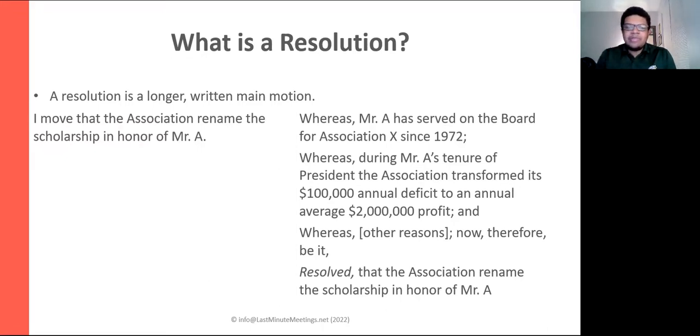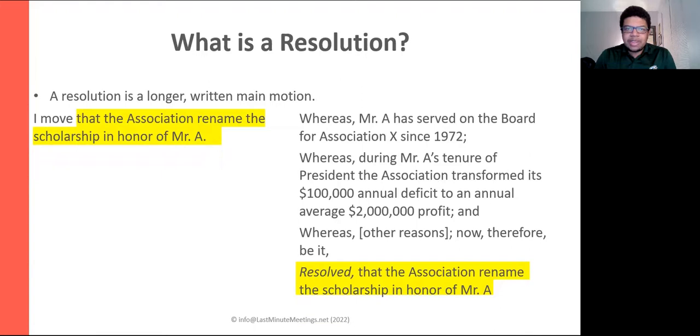And then at the very bottom you see it says resolved. So that's why it's called a resolution. You're saying resolved that the association rename the scholarship in honor of Mr. A. And if you look at that highlighted text right there, it's the same exact thing. So instead of saying I move that, it's resolved that, and you've got the same action there, right? The main difference is you have all these extra reasons in the preamble that give the background for why you want to do that final action.